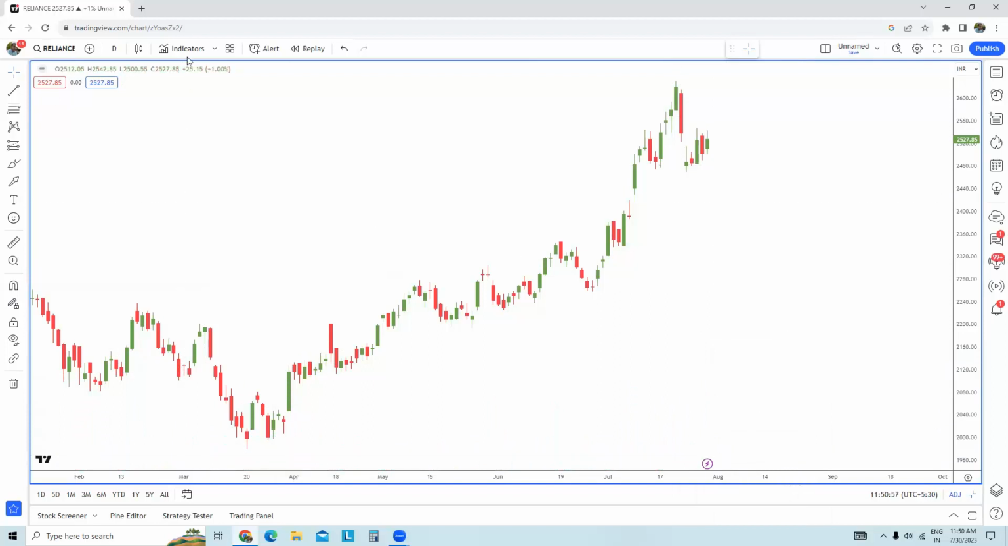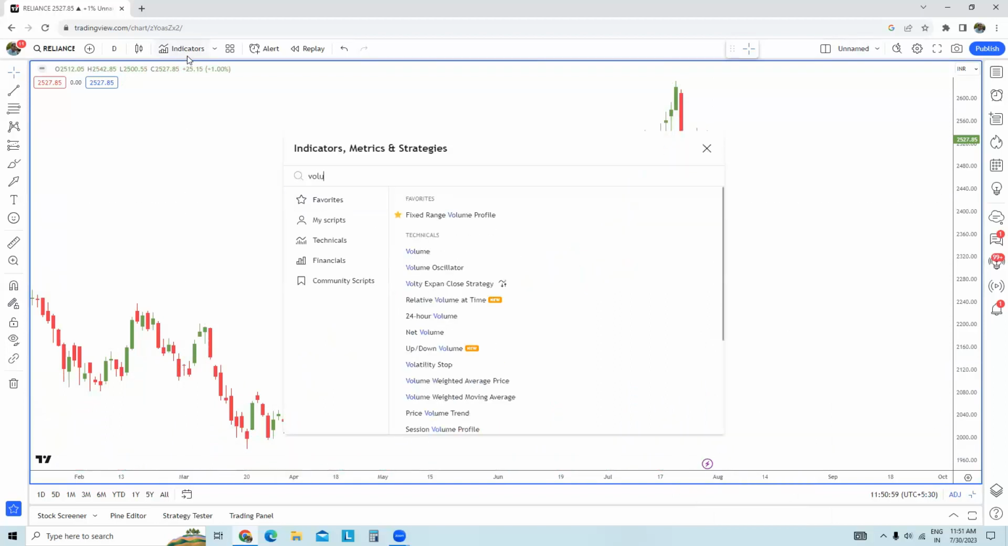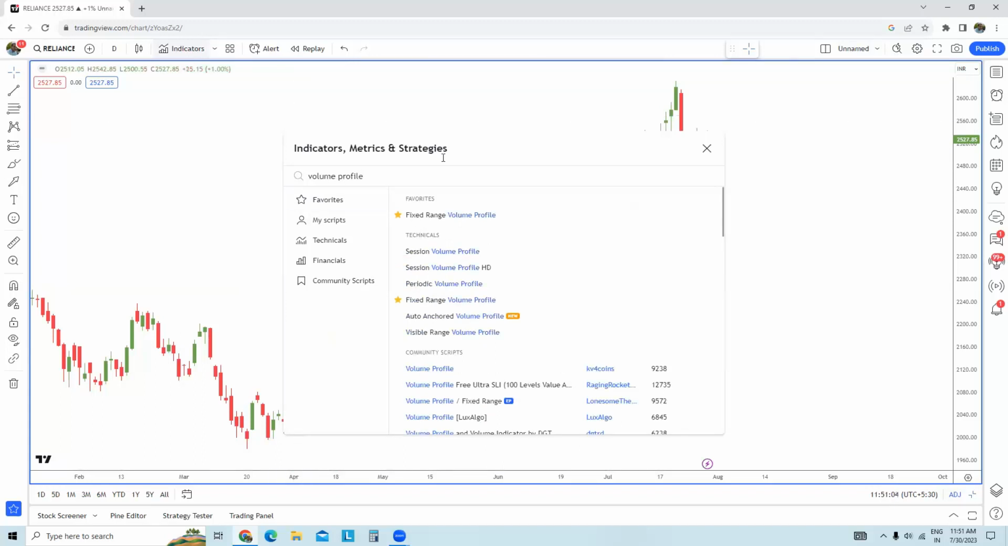Before we go ahead in this video, you need to understand one thing: volume profile is not just one single tool. This tool has been broken down into many different things. You can see over here. Today we are going to concentrate on session volume. We are also going to speak about visible range and the one which I use, fixed volume profile. All three we'll be discussing today. First one we'll discuss is the visible range.